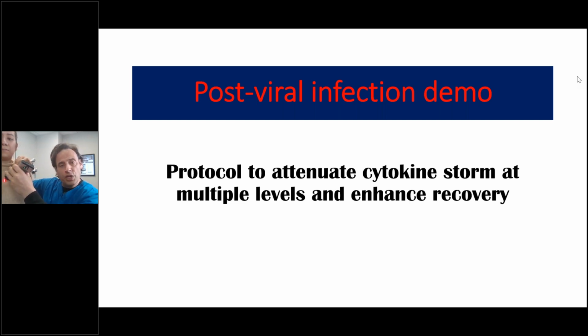So if you want to do what I call a protocol to attenuate the cytokine storm of multiple levels and enhance recovery, give me 30 seconds. So the red light is the 635. The violet light is 405. I like to use both of these together. It's my choice for handheld. If you have the Accelerate, you're doing great. So essentially, if you want to boost the immune system, here is my post-virus immune system booster.